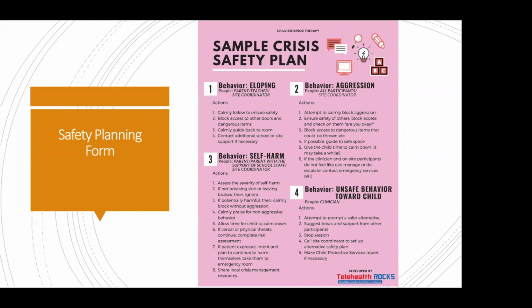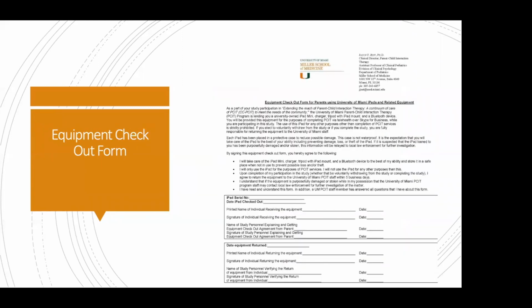Again, getting that safety plan in place and signed off. Equipment checkout form: this is something that each program, if they're using this, should have. What is your process for checking it out versus checking it in, and what happens if it's damaged or stolen or whatever.